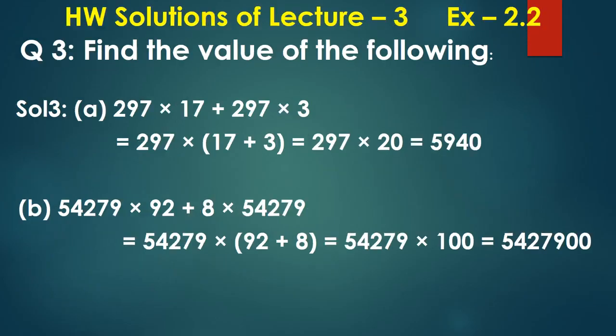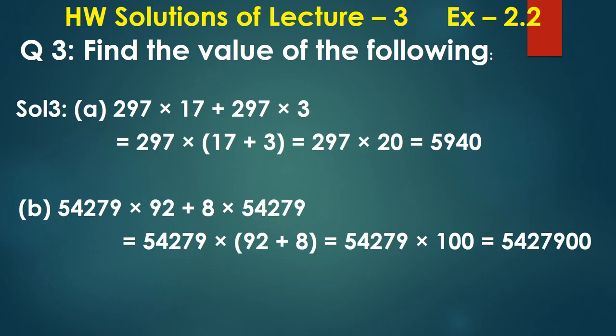Let us now discuss homework solutions of lecture 3, exercise 2.2, question number 3. Find the value of the following. A part is 297 multiplied by 17 plus 297 multiplied by 3. Now see the question carefully. What things strike in your mind when you see the question at first time? What is the striking point? You can say that ma'am, 297 is written twice, and that is correct.